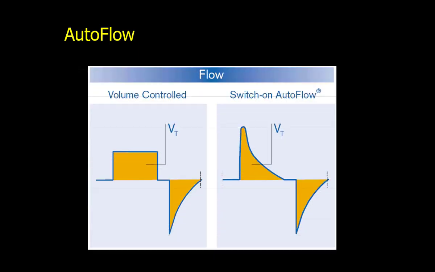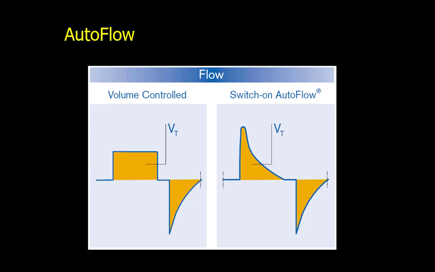Next entity is autoflow. It is a proprietary feature of Draeger. Again, it is not a separate mode. You have a switch where you just switch on autoflow in the volume control mode. So it will combine the volume control and the pressure control modes both. Peak pressure is less with spontaneous decelerating flow.